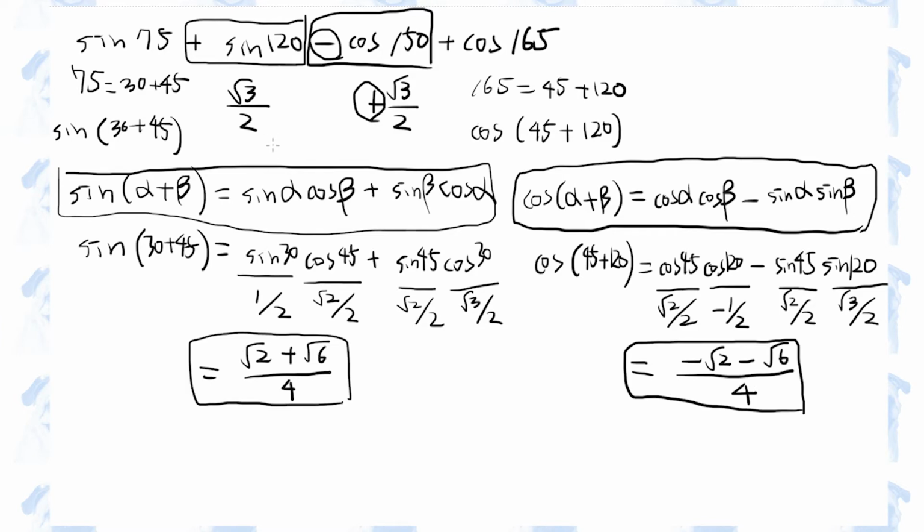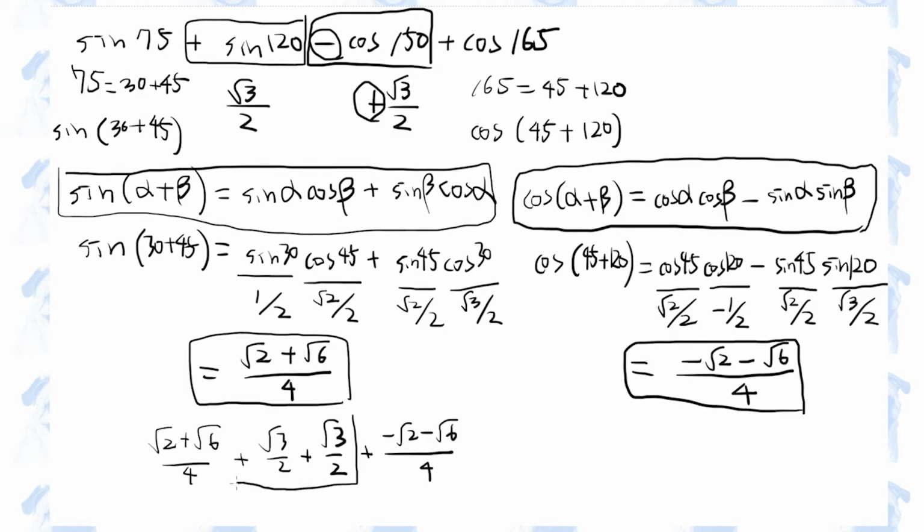So let's add them all up. These two terms become root 3, and these two terms cancel each other out. So we are left with root 3.